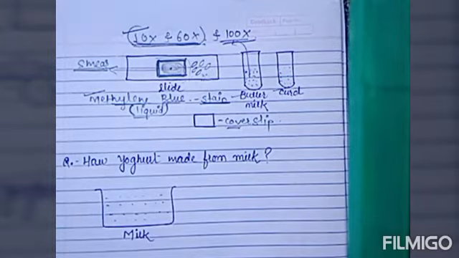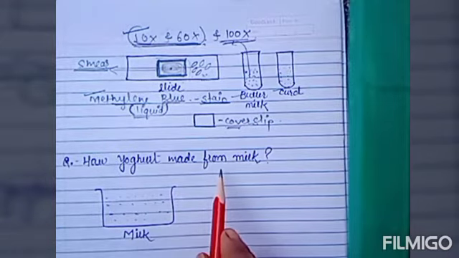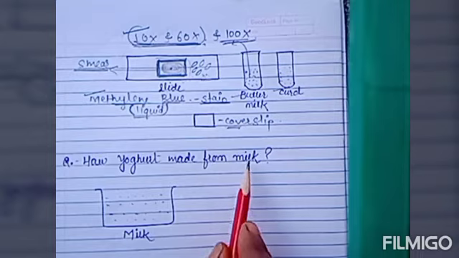Now the next question that is given in your textbook, can you recall what the question is? How is yogurt made from milk and what exactly happens in this process?